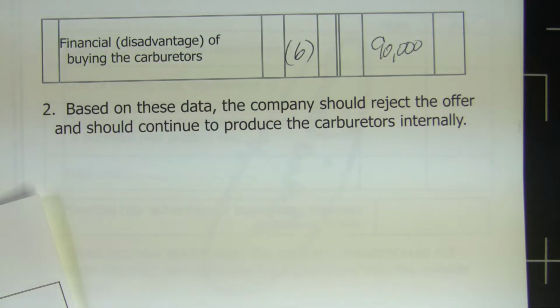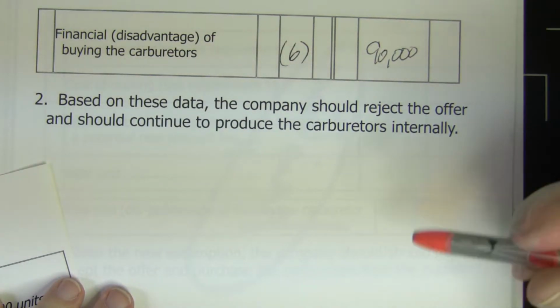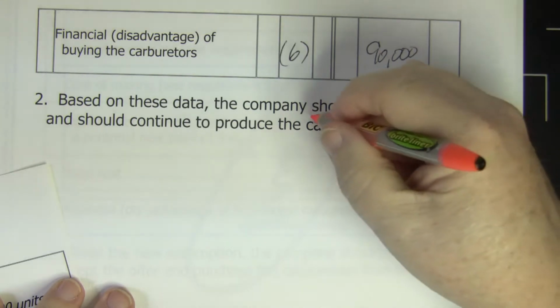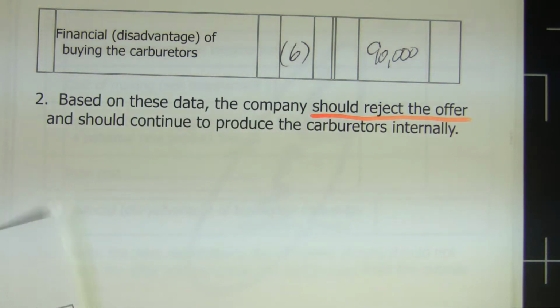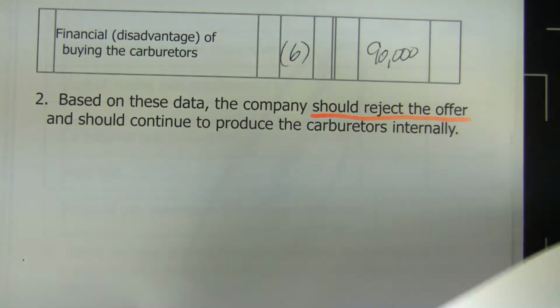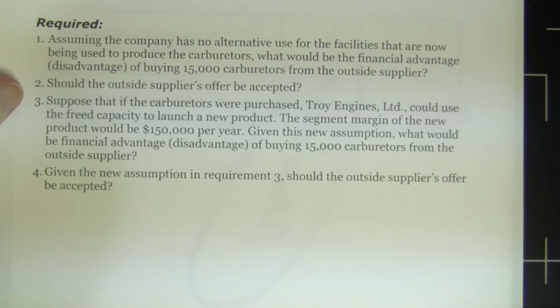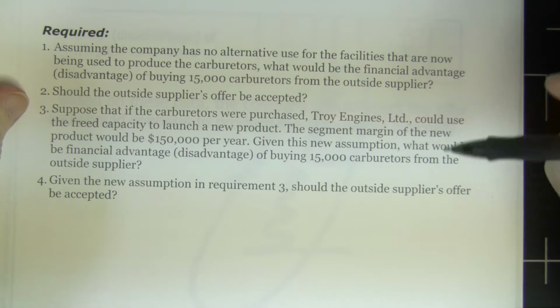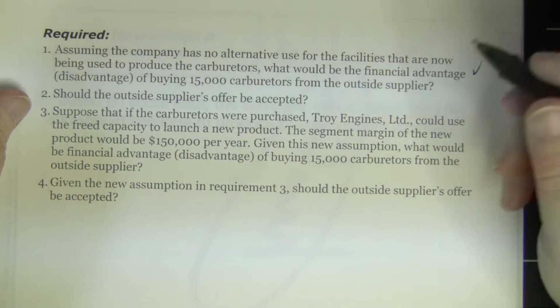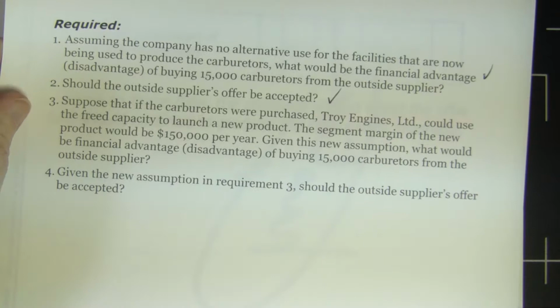So based on that information, we should continue to make them. We should reject the offer to buy and make them ourselves. It saves us money. Now, the next part of the problem says what we did, number 1. We figured out the cost. Should it be accepted? No.